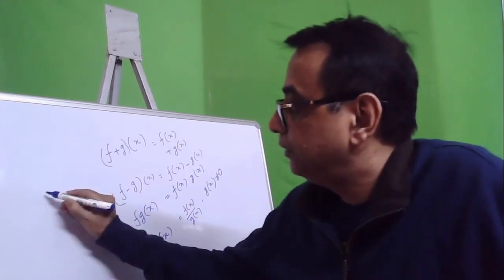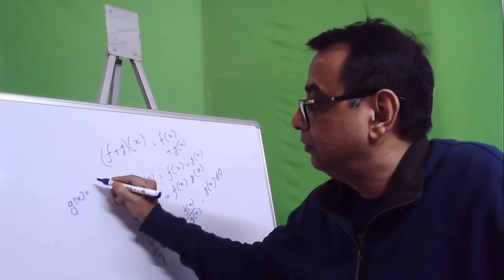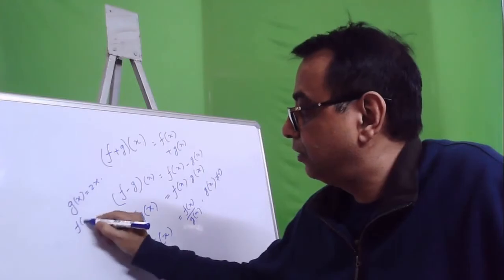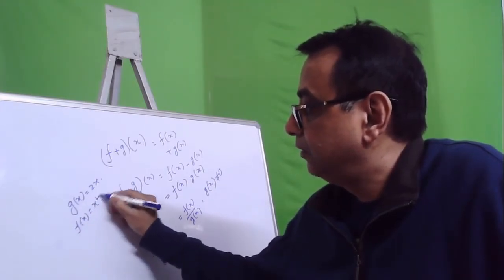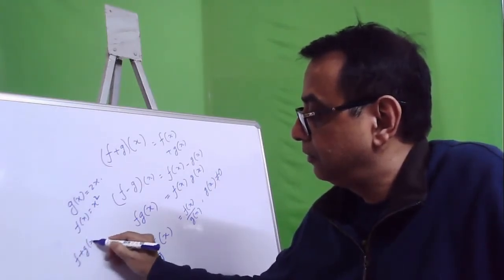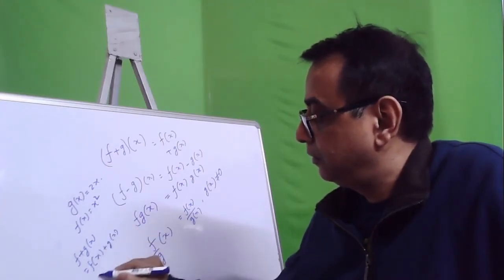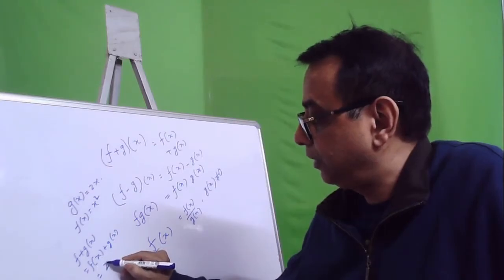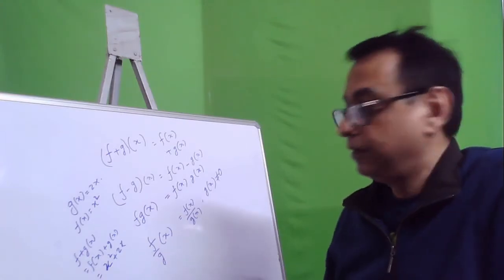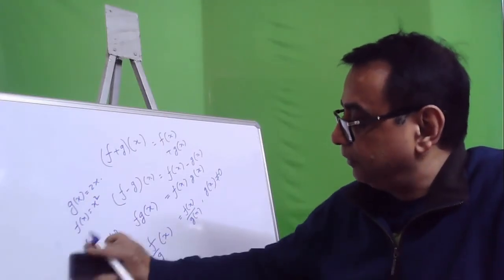For example, I say g(x) is equal to 2x and f(x) is equal to x square. So what will be (f plus g)(x)? We'll say f(x) plus g(x) is equal to x square plus 2x. Similarly, we can do for everything.